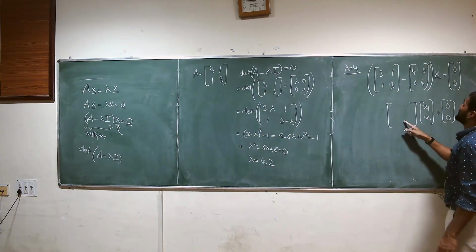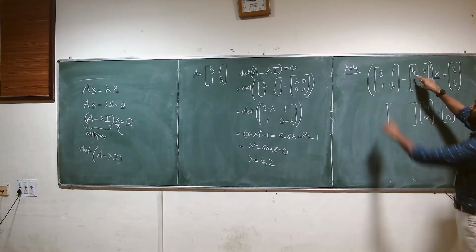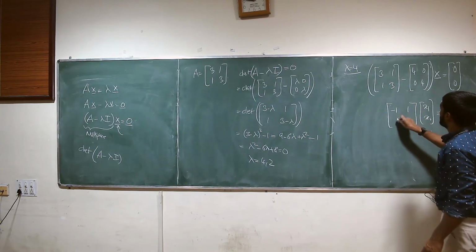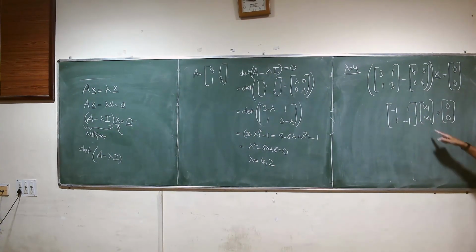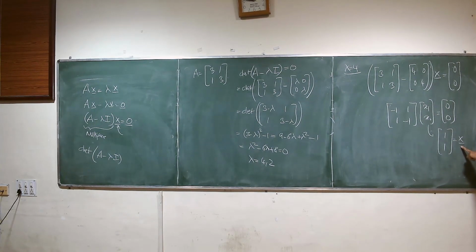What is this matrix? This will be minus 1, 1, 1, minus 1. So what is x1, x2? What is this equal to so that I get 0? Well, if I choose 1, 1, that will give me 0. So it looks like for the eigenvalue lambda equals 4, the eigenvector is x equals 1, 1.